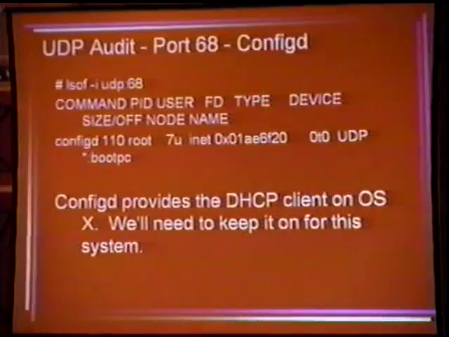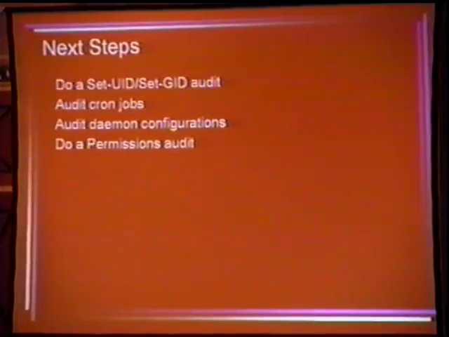So let's keep looking at our ports. Port 68, I think this is our last one. UDP 68, that's our DHCP client. If we set this up for static IP, no worries. If it's going to go DHCP, we'll need this to continue listening to the network, and so that's okay. At this point, I'm finished. Our next steps would be to do a setUID audit and a setGID audit.